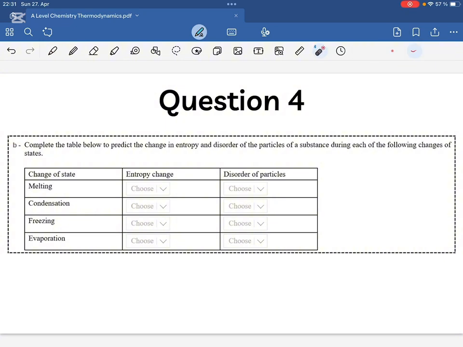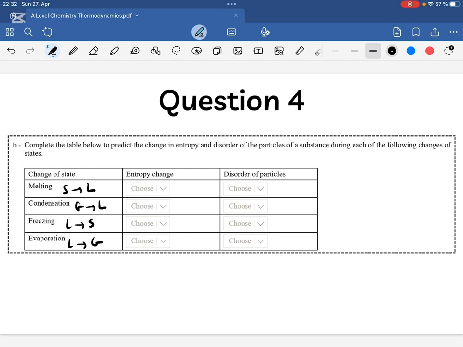Now for this question, complete the table below to predict the change in entropy and disorder of the particles of a substance during each of the following changes of state. So let's start with the first one, but before we solve the table, I like to point out what's happening in each process. So melting involves changing from solid to liquid. Here we're going from gas, the condensation from gas to liquid. Freezing, we're going from liquid to solid. And evaporation, we're going from liquid to gas.